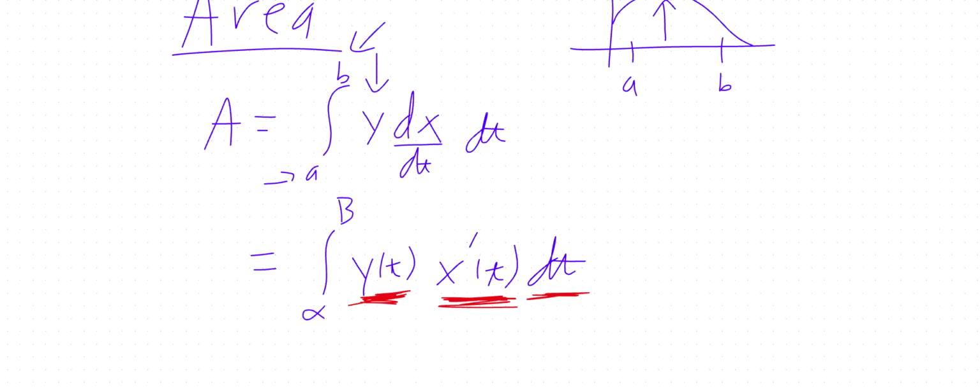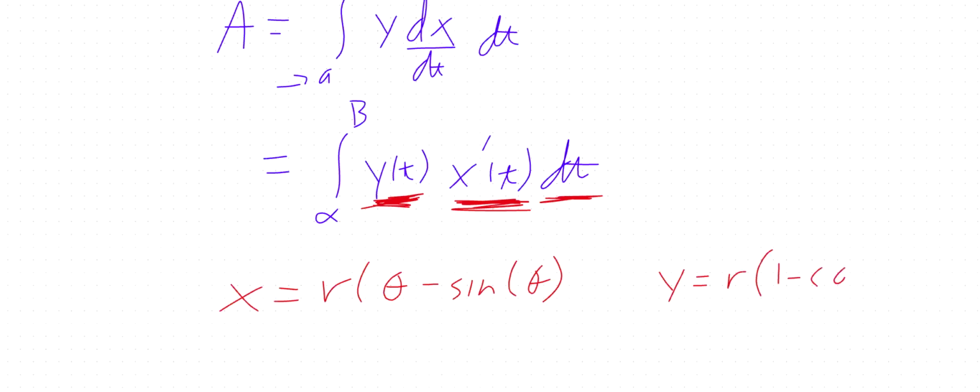So let's try this one. We want the area under one arch of a cycloid. And so our x is going to be some r theta minus sine of theta. Our r will just be a constant, so it's not going to matter. And then our y is going to be r times 1 minus cosine of theta.